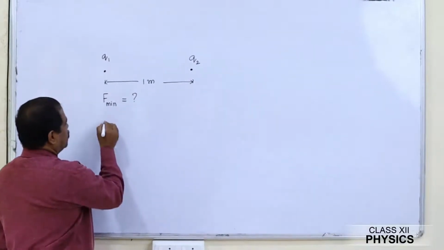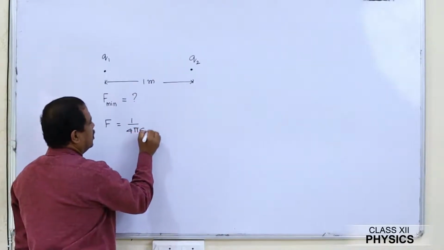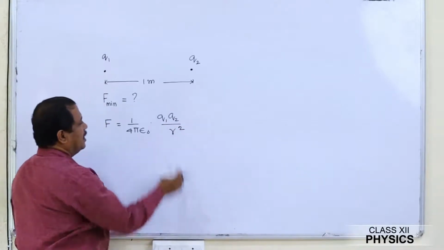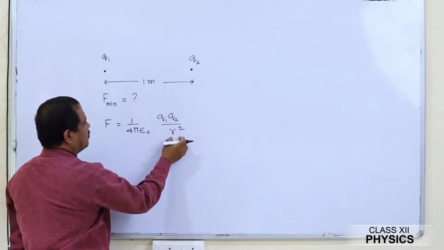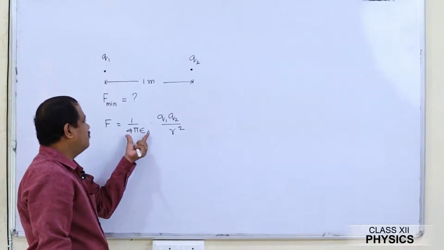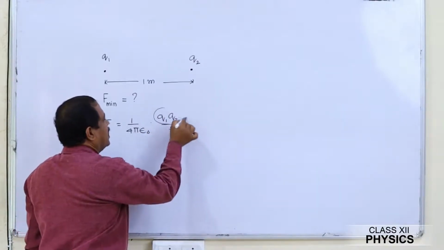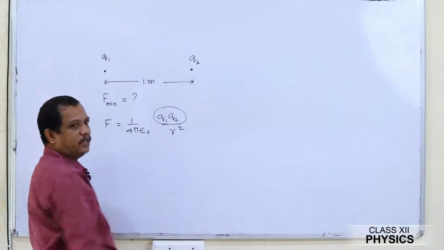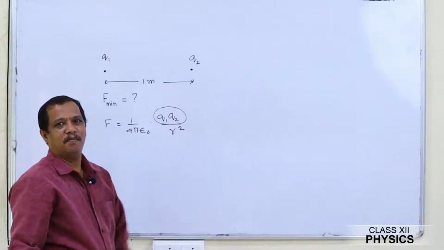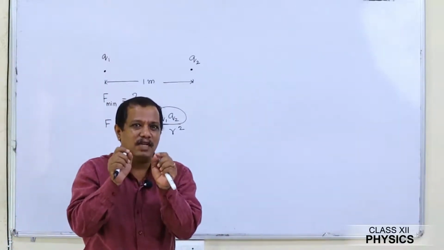So if we look at the expression of Coulomb's law, F is equal to 1 by 4 pi epsilon naught into the product of the two charges divided by the square of the distance. Distance is fixed, so it is a constant. 1 by 4 pi epsilon naught is also a constant. So we cannot change any other values here. Only Q1 and Q2 can manipulate the force. So for F to have the minimum value, Q1 Q2 must be minimum. So the question comes, what is the minimum value of Q1? What is the minimum value of Q2?